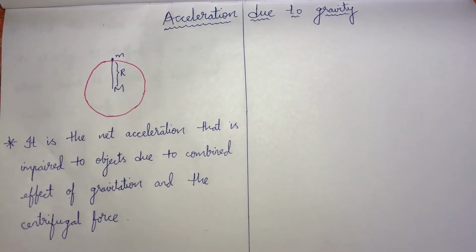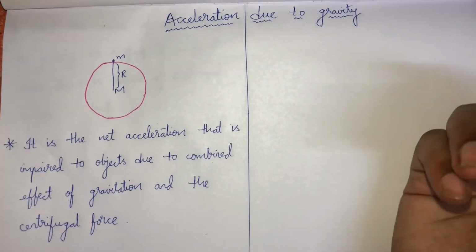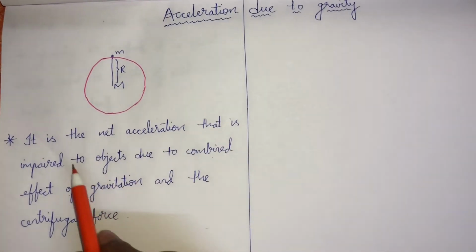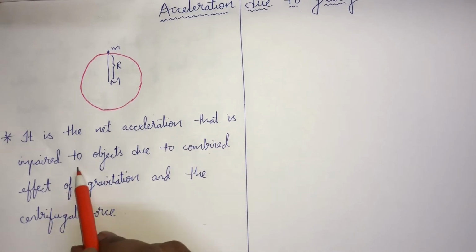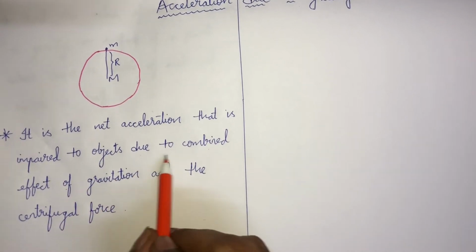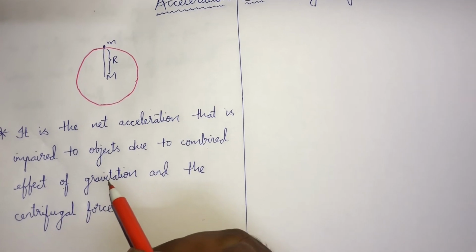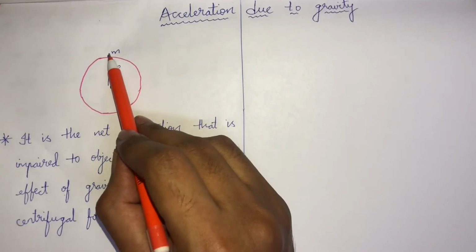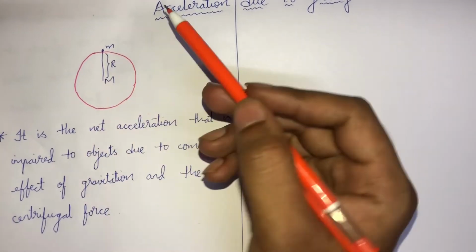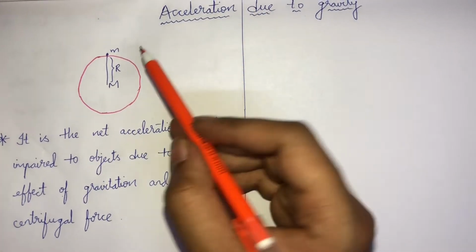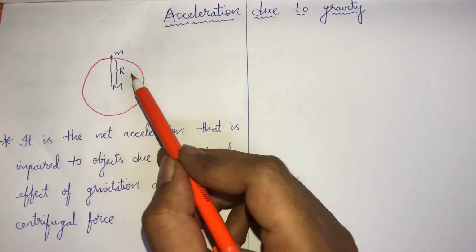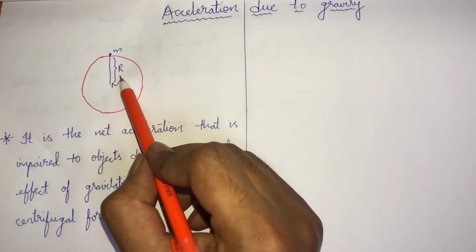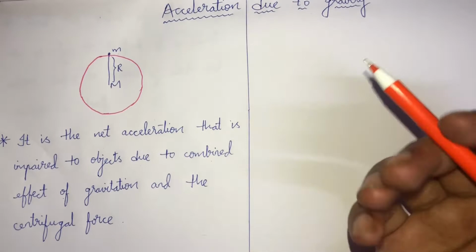Our today's class is based upon acceleration due to gravity. First, what do you mean by acceleration due to gravity? Acceleration due to gravity is the net acceleration that is imparted to objects due to the combined effect of gravitation of the earth as well as the centripetal force of the earth. Here, a body of mass m, that is small m, is placed over the earth, where the distance from the center of the earth to the body of mass m is r. Then what will be the acceleration due to gravity?